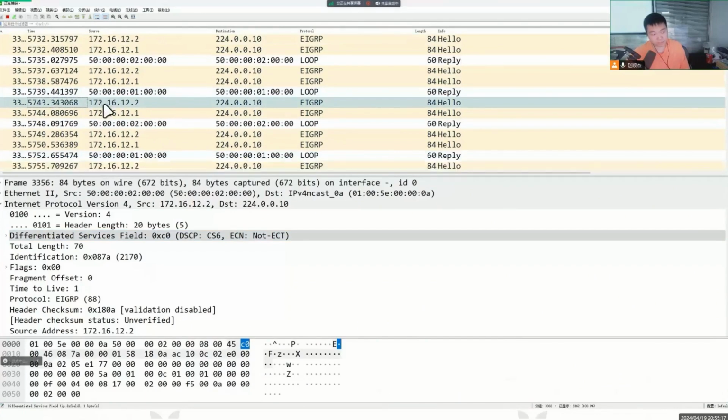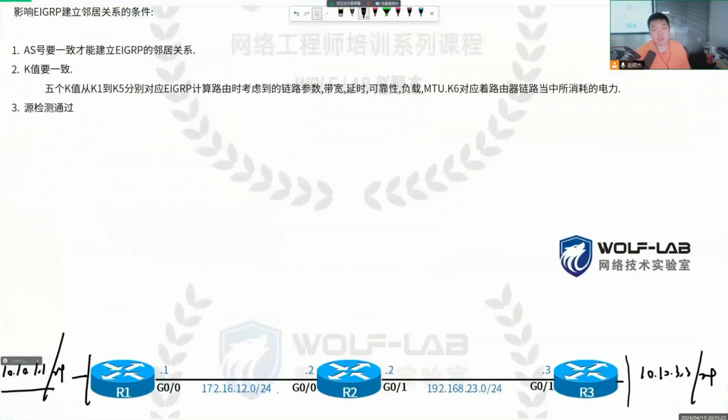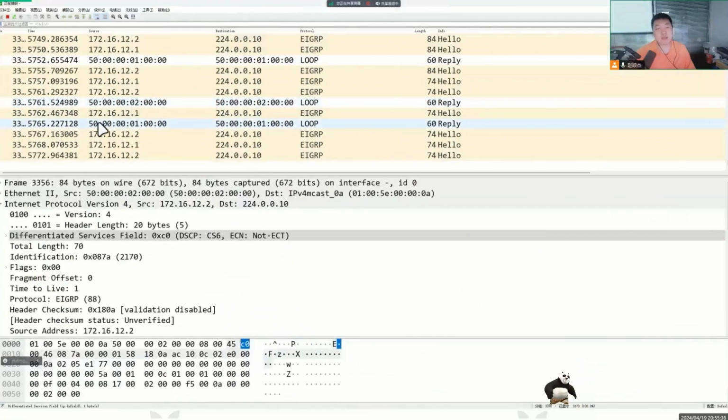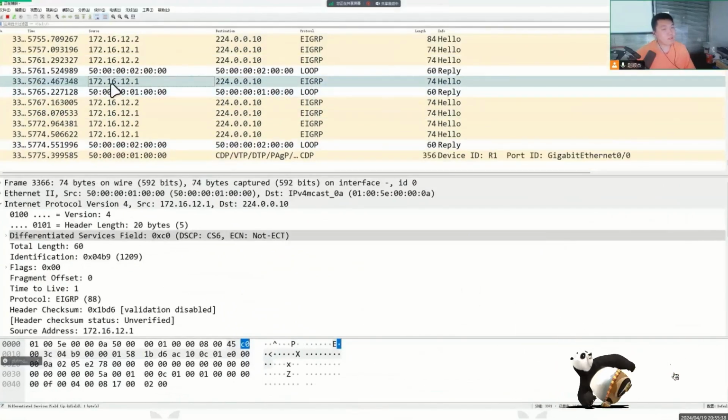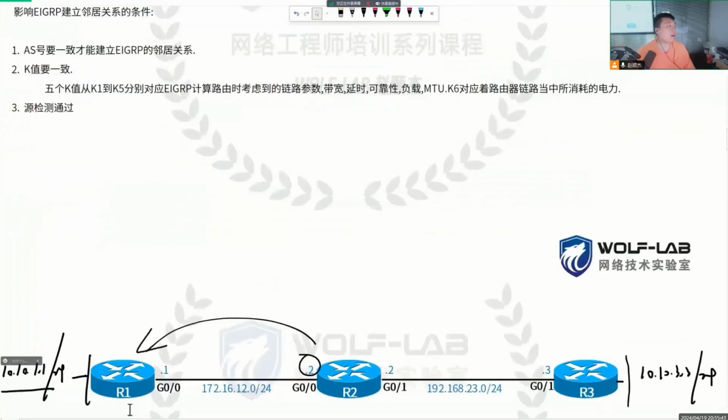Then the third one, it's also quite important, called source detection passed. Can EIGRP establish neighbors? We must pass a source detection. So what is source detection, for example? R1. When I receive the other party's EIGRP hello packet, I can see who is sending the hello packet. For example, R1. I know it's 172.16.12.2. Who sent me the hello packet for EIGRP to establish neighbors?